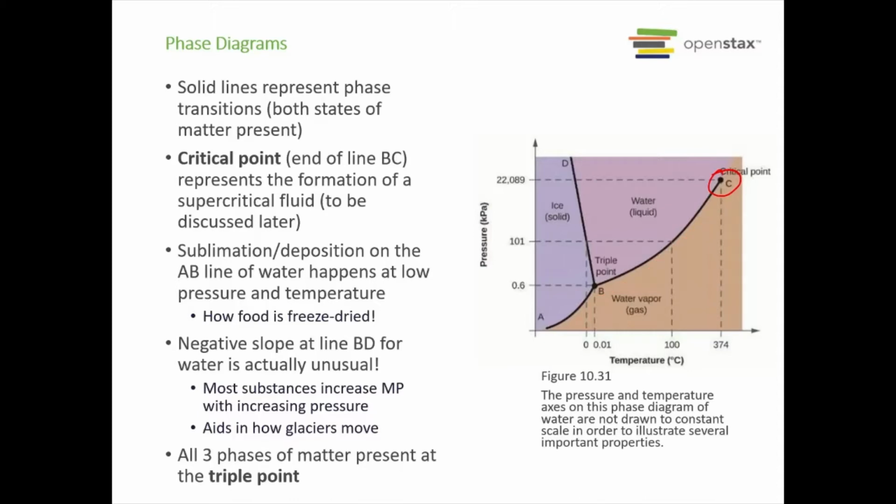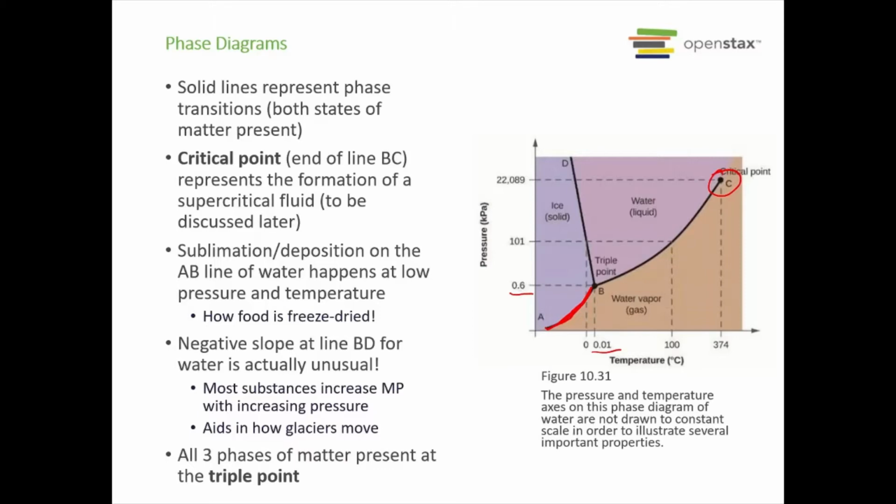Sublimation and deposition happen between lines A and B here. And this also, you can see, happens at low pressure and low temperature. Our temperature for this sublimation and deposition is below 0.01 degrees Celsius and below 0.6 kilopascals. So very low pressure. But this is actually how food is freeze-dried, using sublimation.